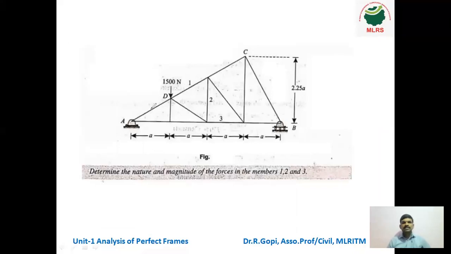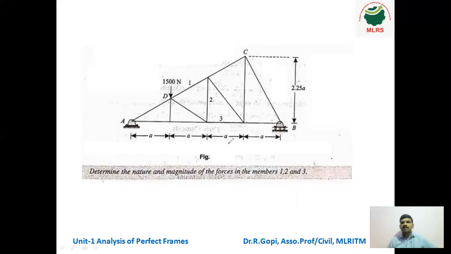So this is the unsymmetrical truss. 1500 Newton is acting at the point D. So we need to calculate the member forces 1, 2, 3. They mentioned: determine the nature and magnitude of forces in the members 1, 2, and 3. Here you can see they didn't give the numerical value of the distance. Simply they gave A, and height is 2.25 A.